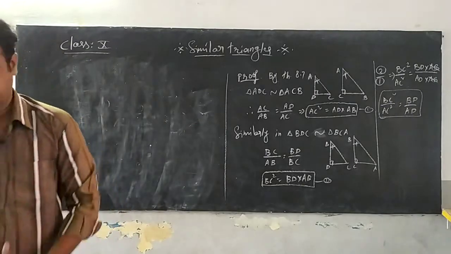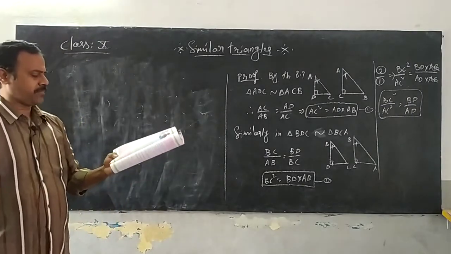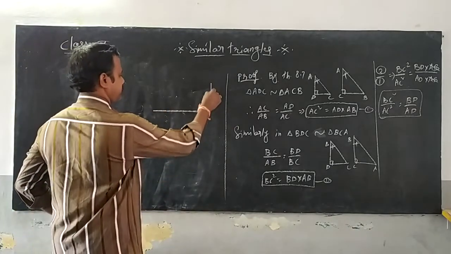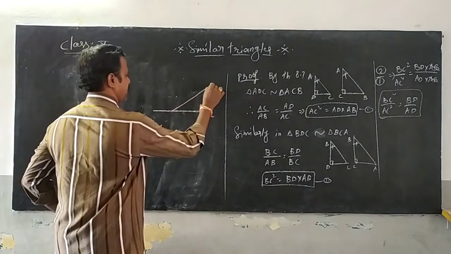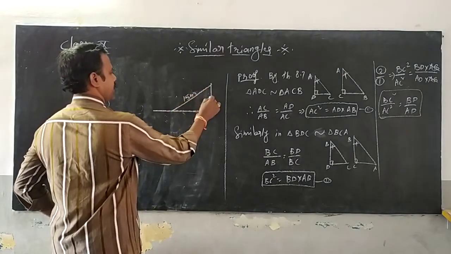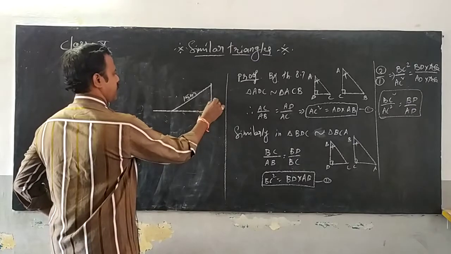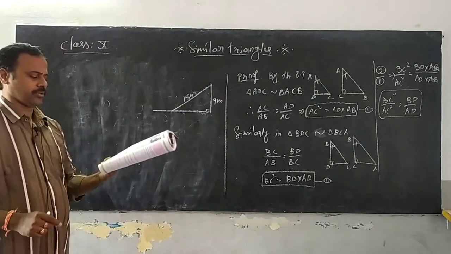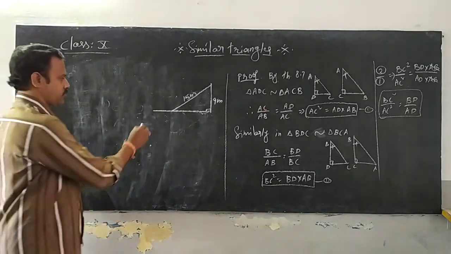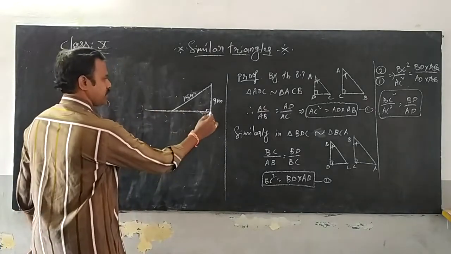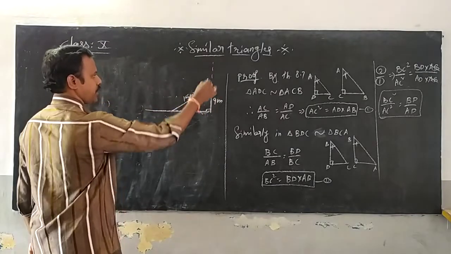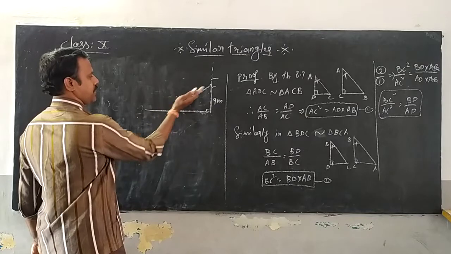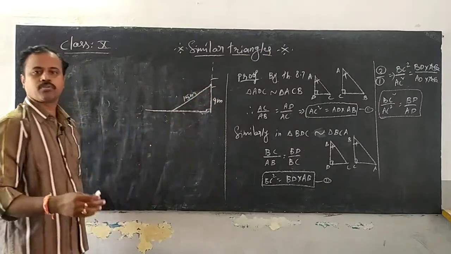A ladder 15 meters long reaches a window. See, there is a ladder. The ladder is 15 meters long. It reaches a window which is at a height of 9 meters above the ground, on one side of the street. So this is a street. On one side of the street there is a building. Here is the window of the building. This ladder, 15 meters long, reaches the window which is 9 meters above the ground.